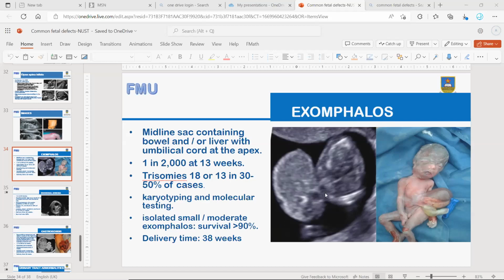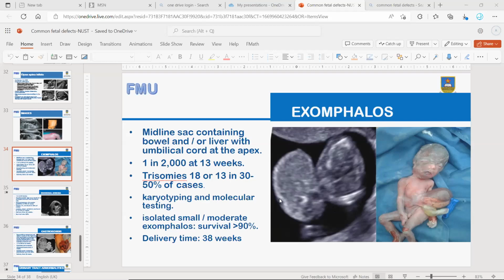So this defect, we don't know why it occurs. We just think it's due to malformations, teratogens, multiple other factors may contribute to the failure of the anterior abdominal wall to close properly. I told you the closure comes from the sides. You see when you look at the embryo that in the beginning it's open, but it has to close. So if it fails to close, we end up with an exomphalos or an omphalocele.